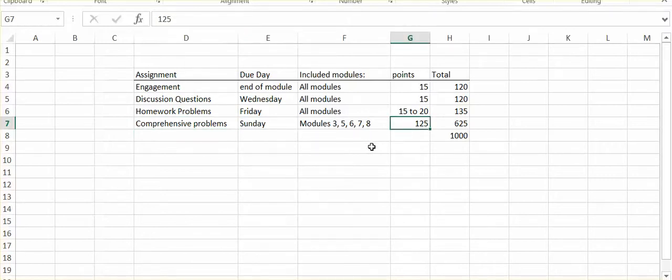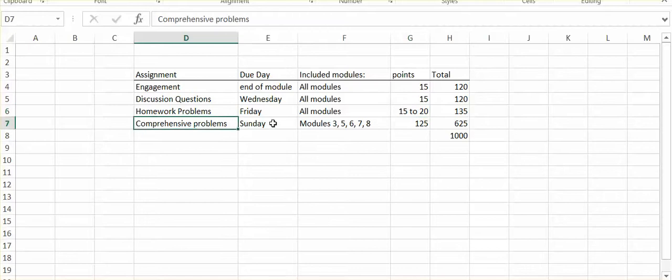So a strategy you might take is to definitely get these engagement and discussion question points, kind of easy pickings, right? Do your best on the homework, get as much as you can done and submit it by Friday. Think of them as practice, or think of them as training problems to get you ready for the comprehensive problems, which are due. And there's usually only one problem for the comprehensive. They're usually just the same length as one of the homework problems. Maybe some of them are even shorter.